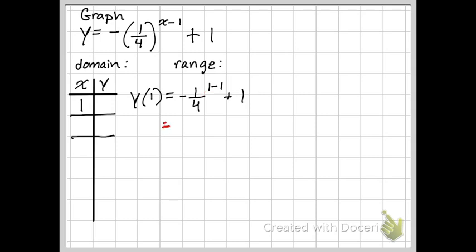So I have negative 1/4 to the 0 power plus 1. And we know anything to the 0 power is 1. So I've got negative 1 plus 1, which is equal to 0. So that was a convenient value to evaluate. I plugged in a 1, and I took more lines than I really needed to there, just to go into the details, but it's going to equal 0.